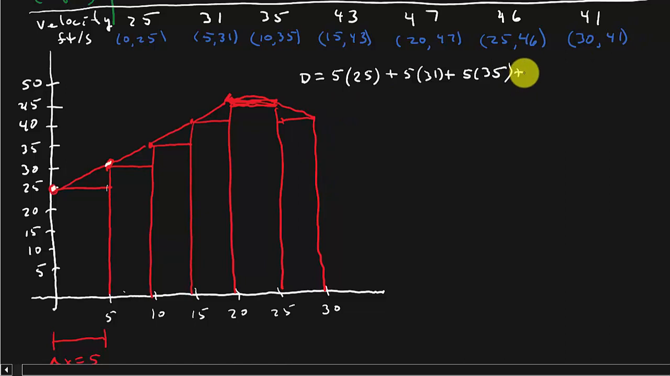And I don't know if I'm going to fit them all on here, but let's see, that's 5 times, and then plus 5 times 43 plus 5 times 47. And I'm going to come down here plus 5 times 46 plus 5 times 41. No, we don't have that one. Okay. I'm using left endpoint, so there's the last rectangle right there at 2546, okay.